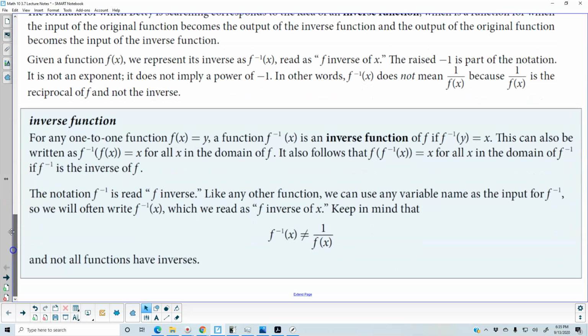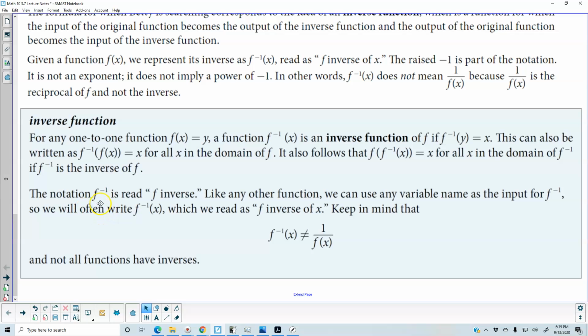So, the definition of an inverse function. For any one-to-one function f(x) = y, a function f⁻¹(x) is an inverse function of f if f⁻¹(y) = x. This can also be written as f⁻¹(f(x)) = x for all x in the domain of f. It also follows that f(f⁻¹(x)) = x for all x in the domain of f⁻¹, if f⁻¹ is an inverse of f.